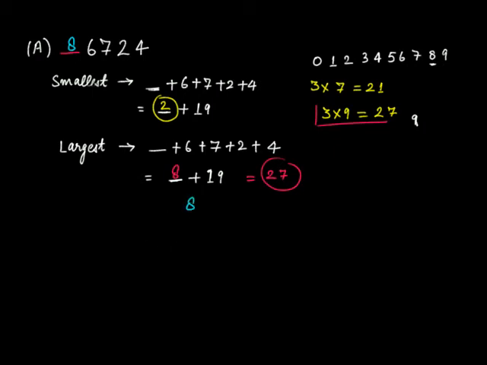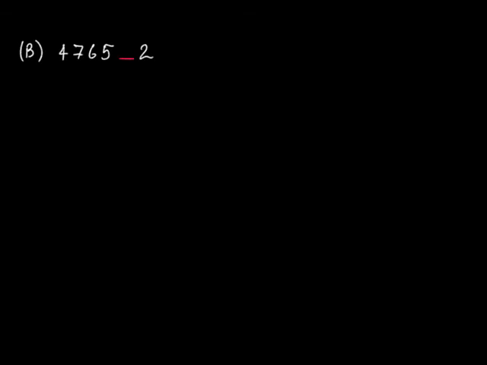Let's take one more example by the same logic. Here, let's first check for the smallest one. We'll do it very quickly. So for the smallest one, it will be 4 plus 7 plus 6 plus 5, and then blank space, and plus 2. 4 plus 7 is 11, plus 6 is 17, plus 5 is 22, plus 2 is 24. So 24 plus blank space.